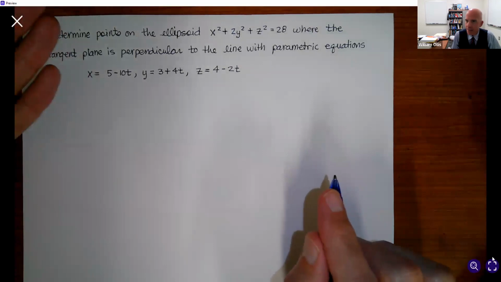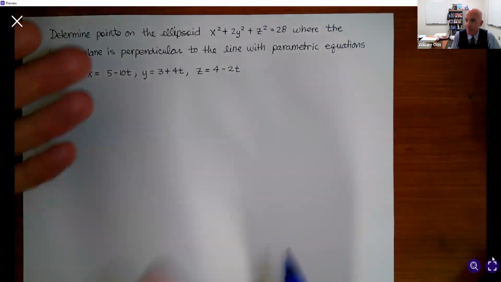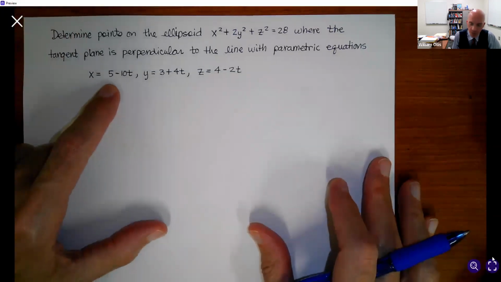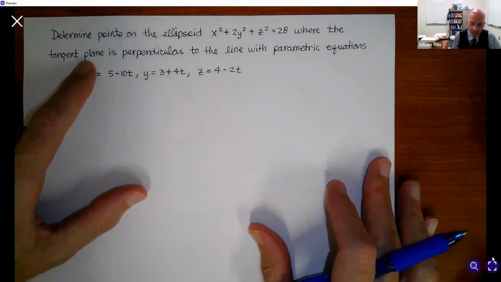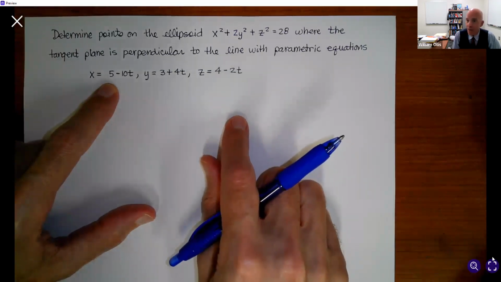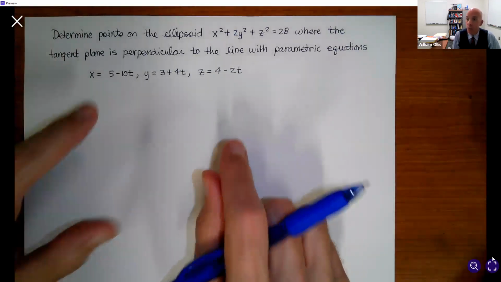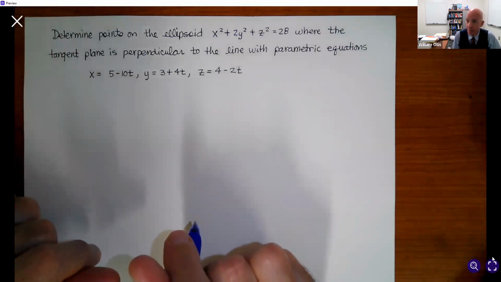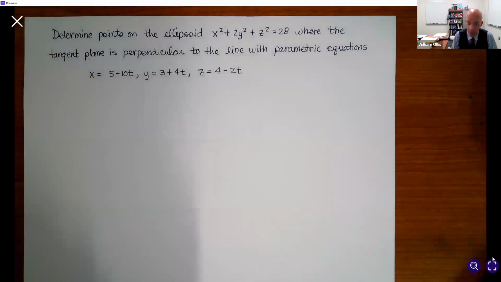Well, this again involves understanding the geometry of vector analysis. If we need a plane that is perpendicular to this line, then certainly we would like to know that the normal to the surface would be parallel to this line. That would give us the geometry that we need.